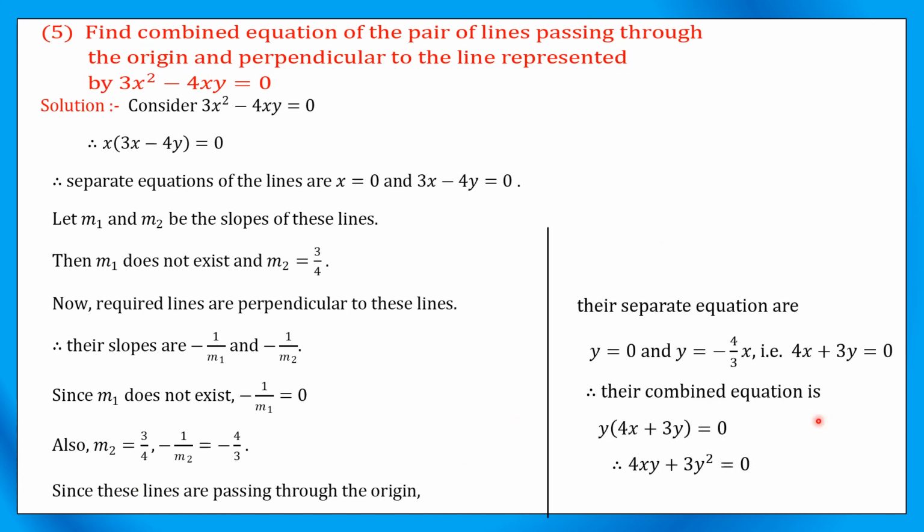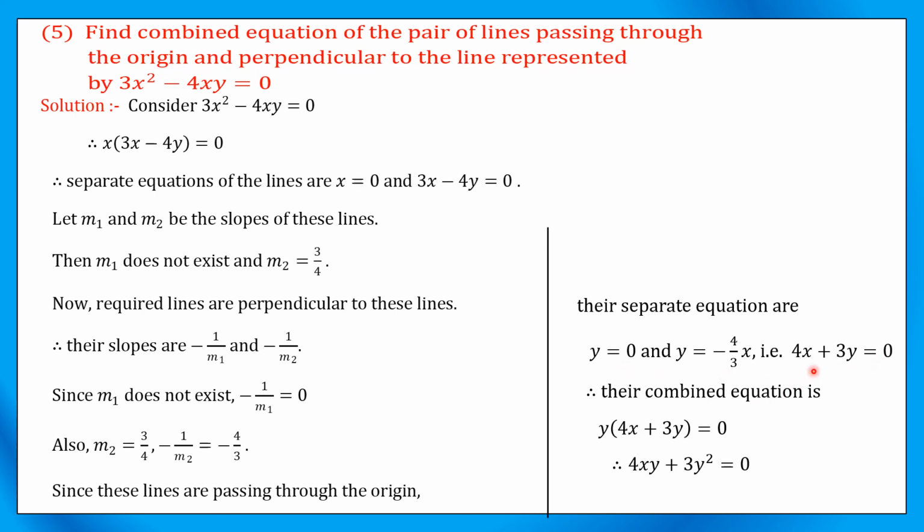their separate equations are: y equal to 0 is the equation of the x-axis, and x equal to 0 is the equation of the y-axis. The x-axis is perpendicular to the y-axis. Therefore its equation is y equal to 0 and the second line is y equal to mx. Here m is minus 4 divided by 3, so y equal to minus 4 divided by 3 into x. We take the slope as minus 1 divided by m2. Simplifying, we get 4x plus 3y equal to 0.